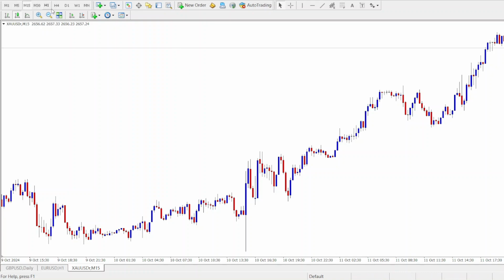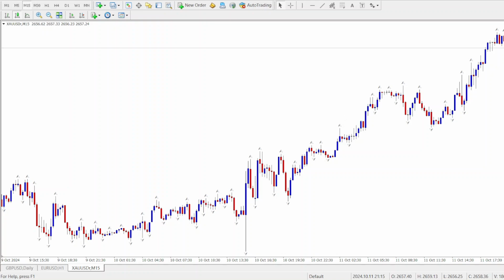So for a start, let us add the fractals to our chart. You go to Insert, Indicators, Bill Williams, Fractals. You can select the color that you want, or just leave it at default. Select the thickness of the line and click on OK. Visualization, you can just leave the way it is, but if you want it on specific time frames, you can select the ones you want. Now, this is the fractals.